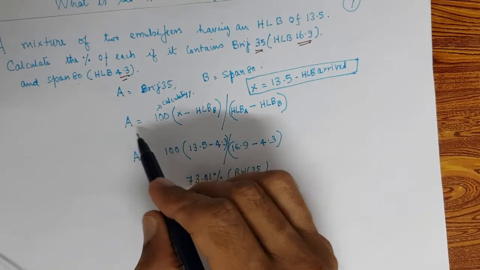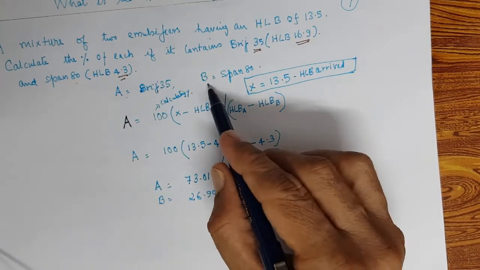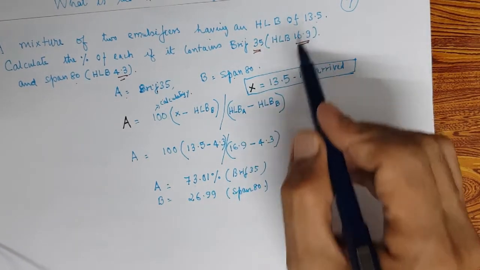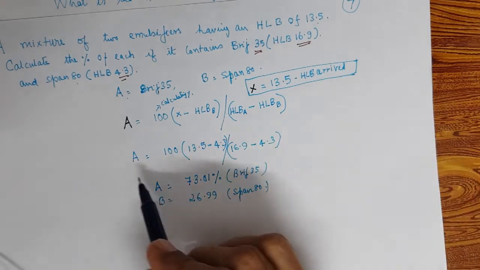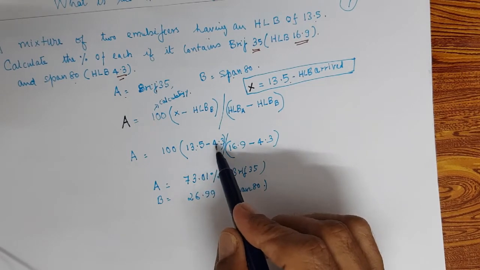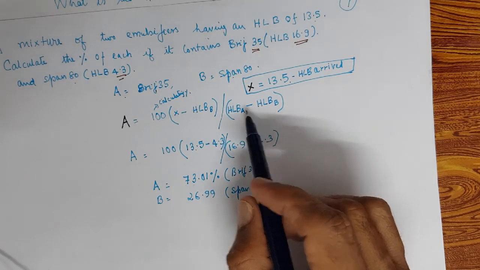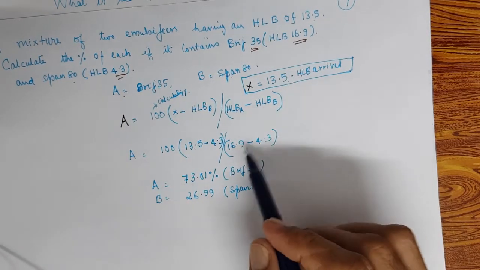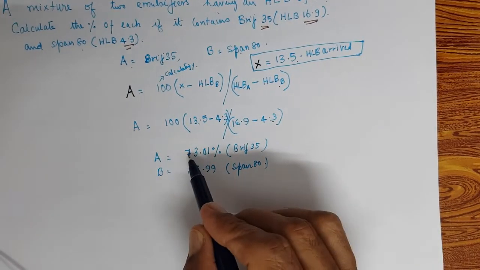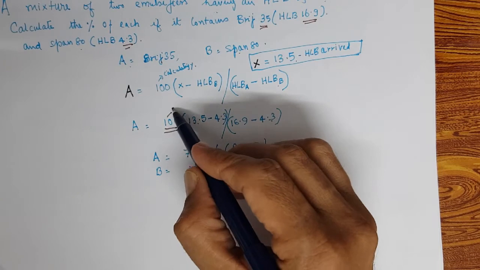Now use this equation. A can be Brij 35, the high HLB one, B can be Span 80, and X we already know, 13.5, the HLB arrived. So A is equal to 100 into 13.5 minus 4.3, HLB of B, divided by 16.9, HLB of A, minus HLB of B. If we calculate that, A will become 73.01%. Here you always put 100 because you are calculating percentage.